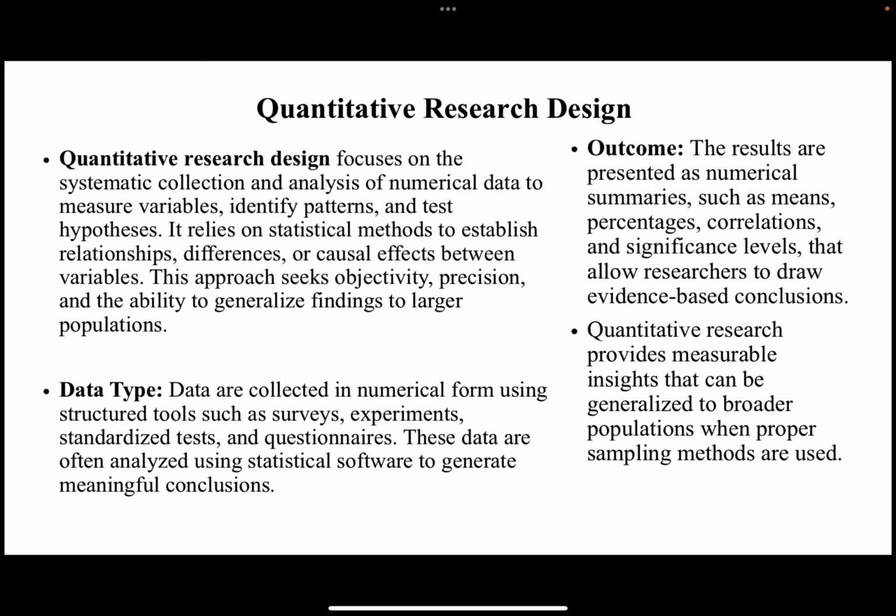Okay, now the key thing I want you to focus on here is that quantitative design focuses on numerical data. Now, the qualitative study, on the other hand, focuses on non-numerical data.